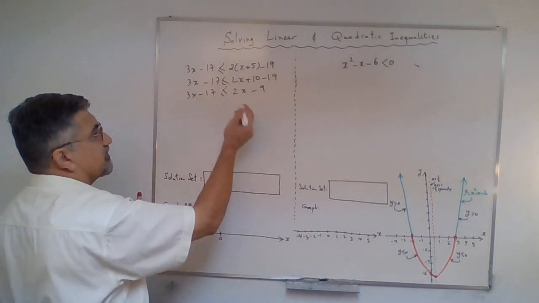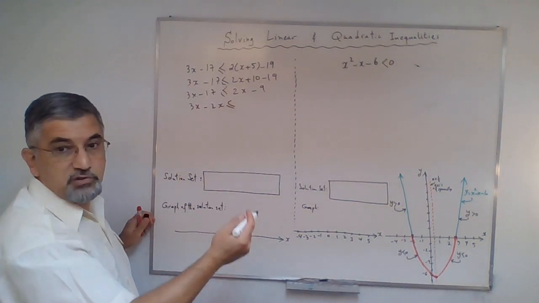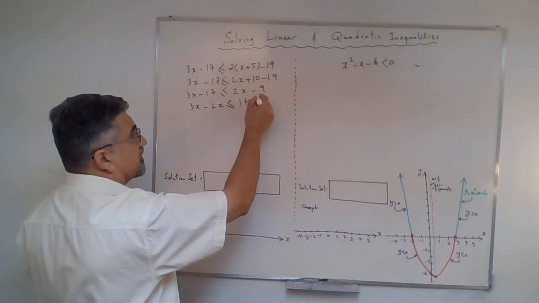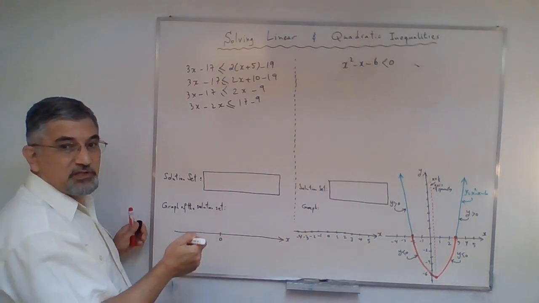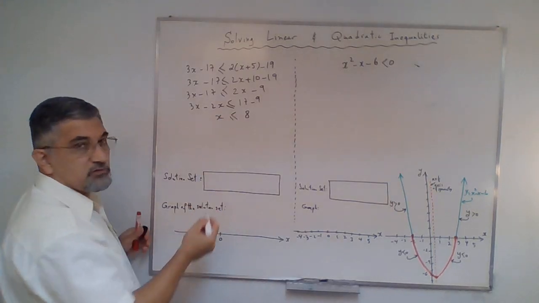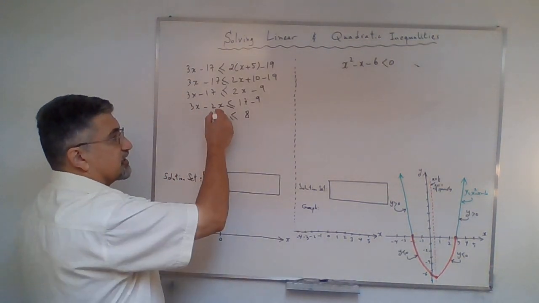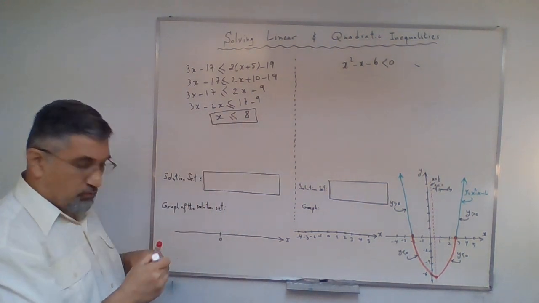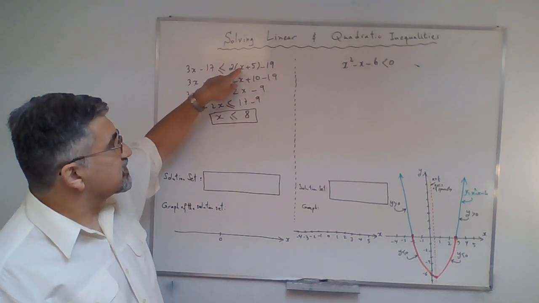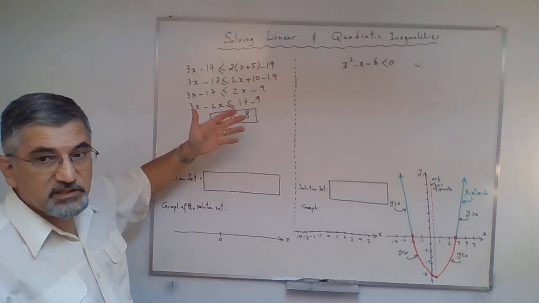And if I bring all the x's to one side, I get 3x minus 2x. The same rule applies: 2x on the right side becomes negative 2x on the left side. And then 17 minus 9, which is 8, I believe, right? So 8, and 3x minus 2x is, of course, x. So we simplified this linear inequality and we ended up with x is less than or equal to 8, okay? So saying that 3x minus 17 is less than or equal to 2 times x plus 5 minus 19 is the same as saying that x is less than or equal to 8, basically.